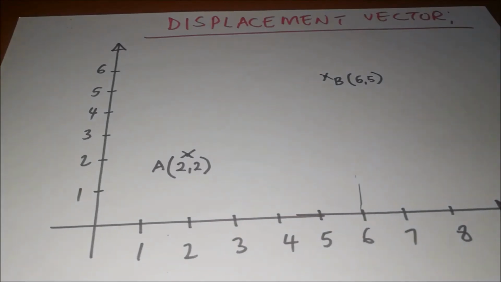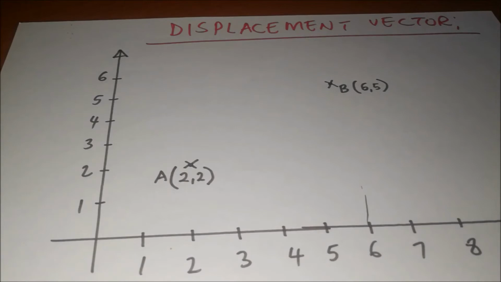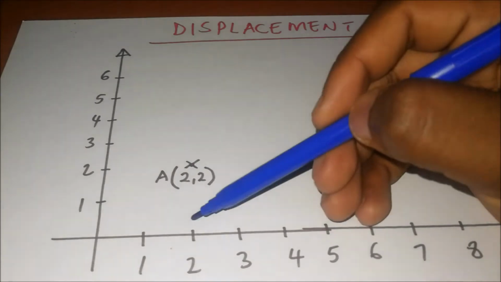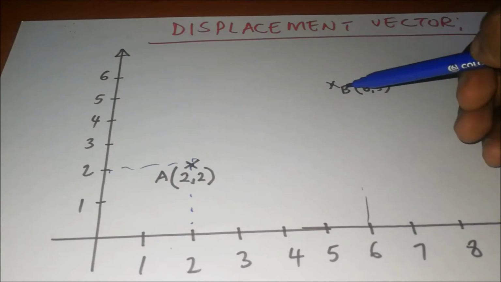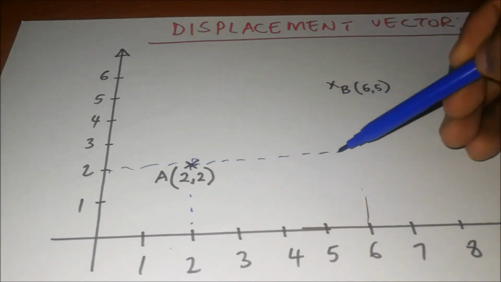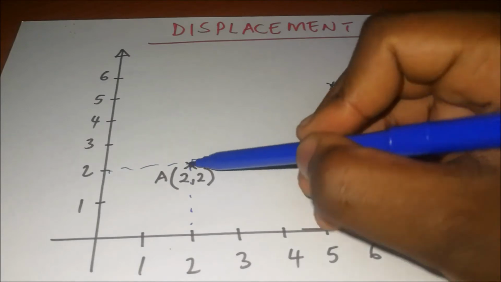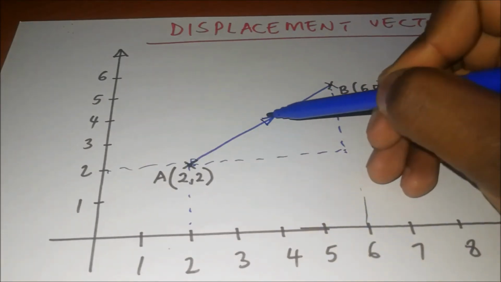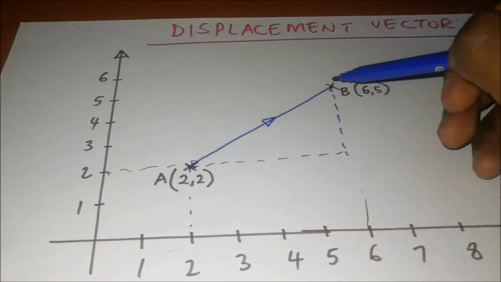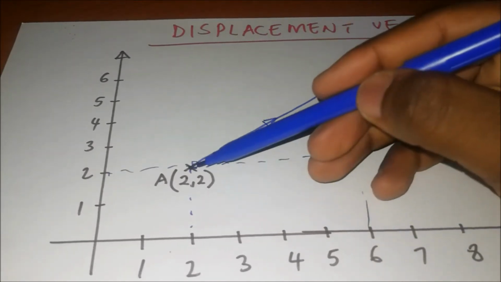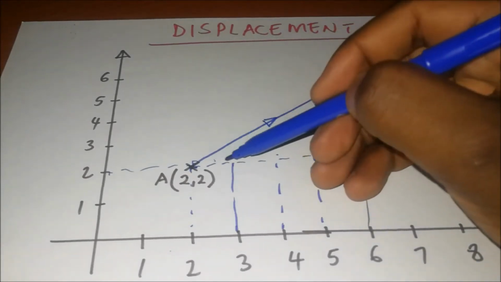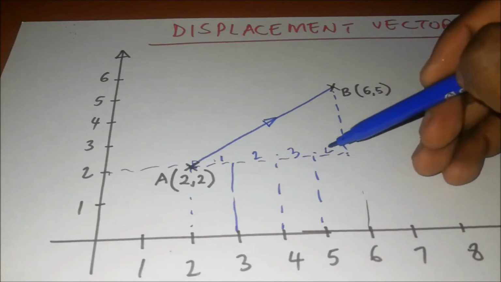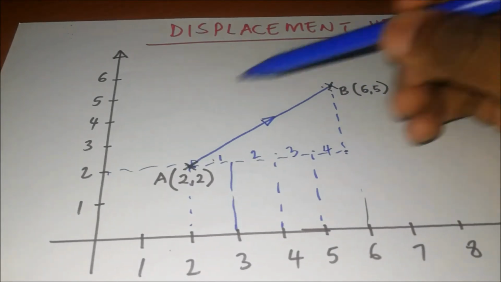Now we have such a thing called a displacement vector. A displacement vector moves from a specific point to another point. For example, we have point A right here. If I'm to move from point A to point B, let me draw a line segment right there. It means I'll have to move 1, 2, 3, 4 steps in the x direction, then move from here to there.